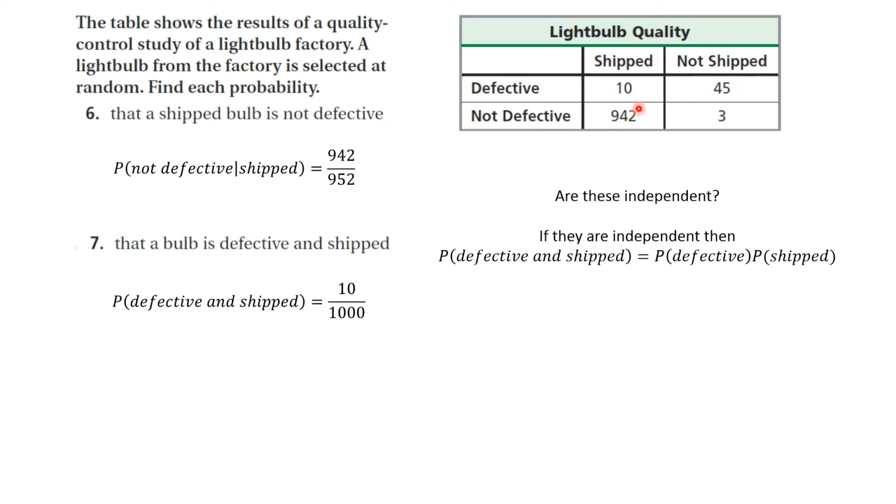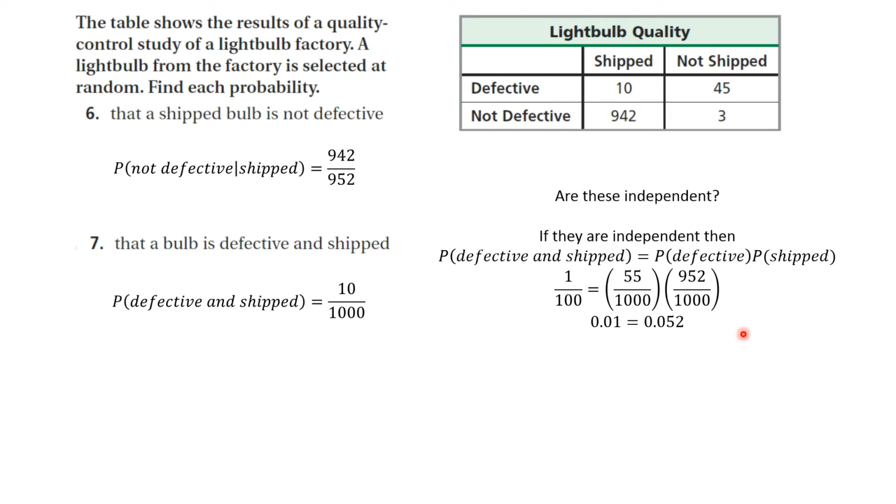So we have 55 over 1,000. How many shipped bulbs did we have? 952 over 1,000. And so we're just checking to see, are these two things equal or not? So we can multiply these guys and divide. I'm going to make it a decimal because sometimes decimals are easier to compare. This can be a decimal as well. That's 0.01. And we multiply and divide these, we get about 0.052.